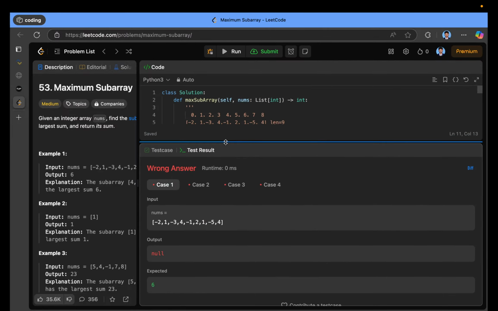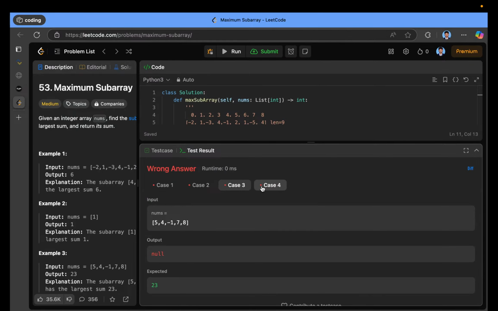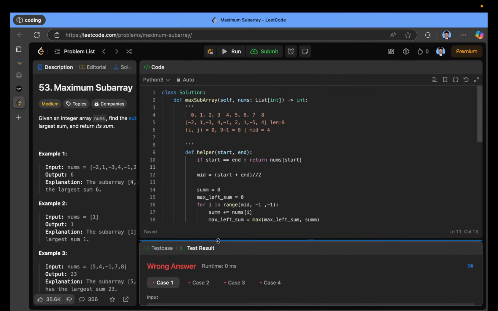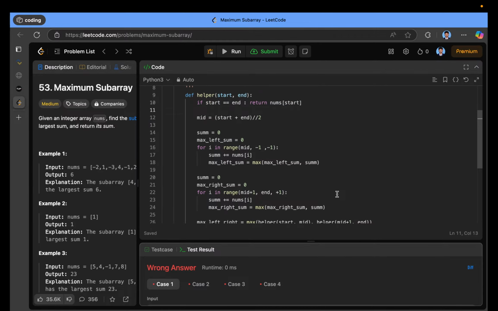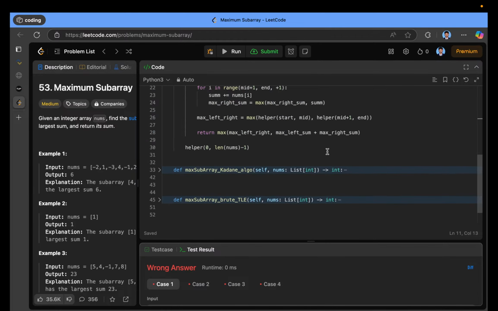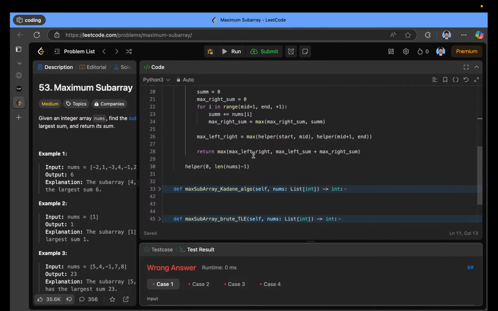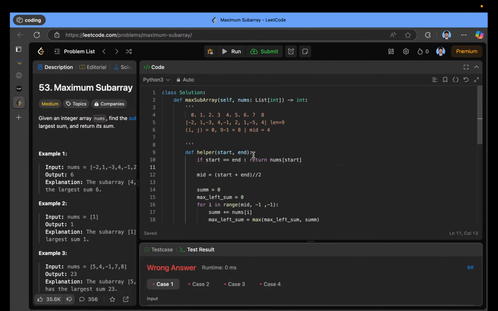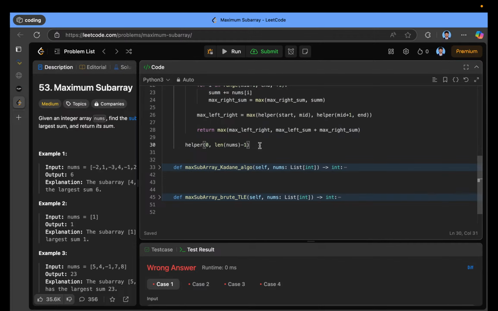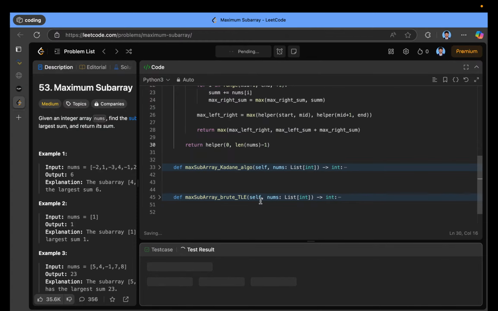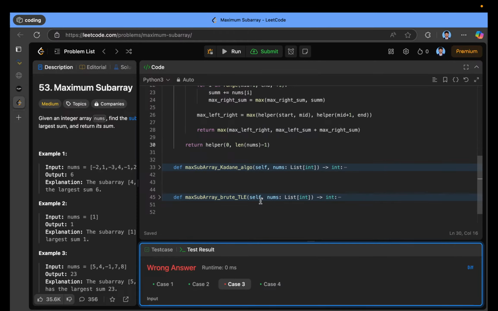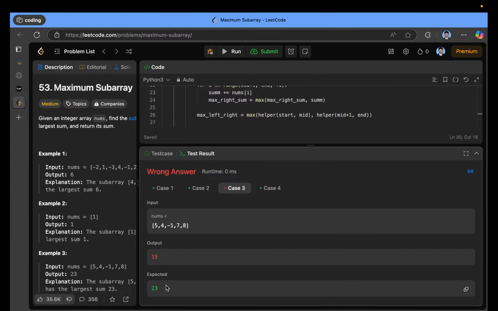One code did not run correctly. Null, null, null, null, null. Wow, null. Something is wrong, but what can it be? Okay, this is wrong. There is one test case that is not right. Let's check it. Expected is 23 and my output is 15.